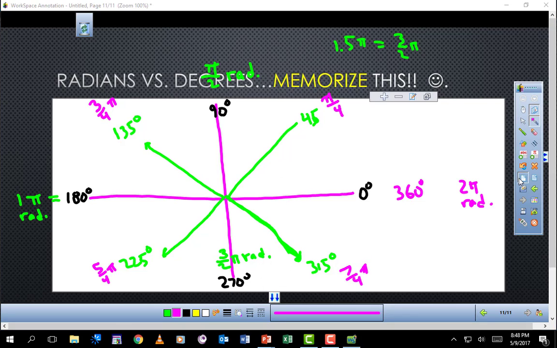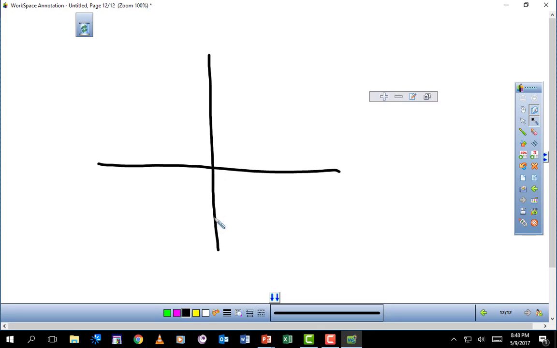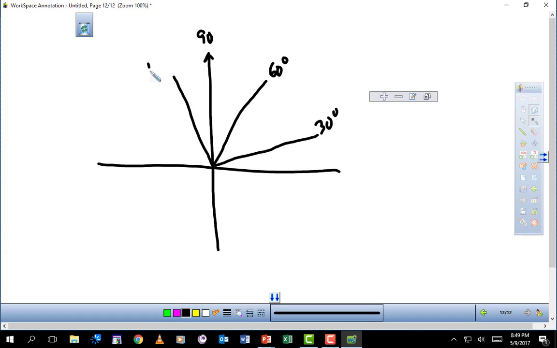Let's start off with a new sheet again. And now I'll do the pi thirds and the pi sixths increments, or the 30 degree. So again, this would be 90 degrees. Well, if you split this up into thirds, this would be 30 degrees, and then this one would be 60 degrees. This would be 120 degrees. This would be 150 degrees. And this, of course, would be 180 degrees.